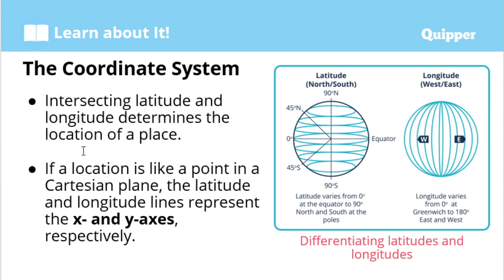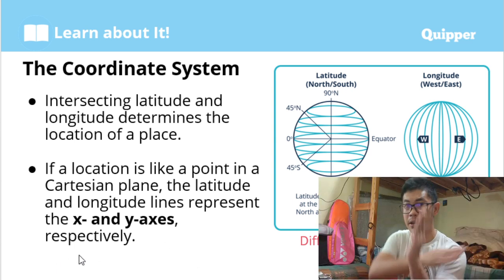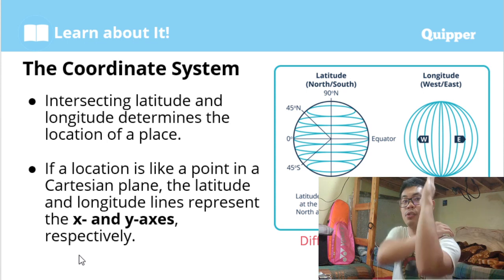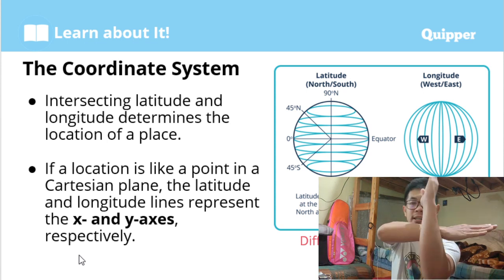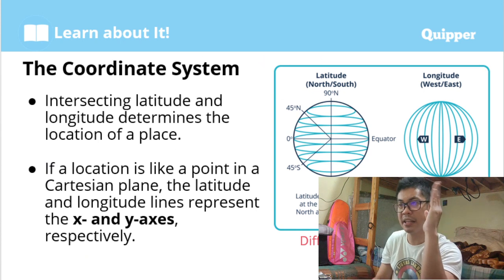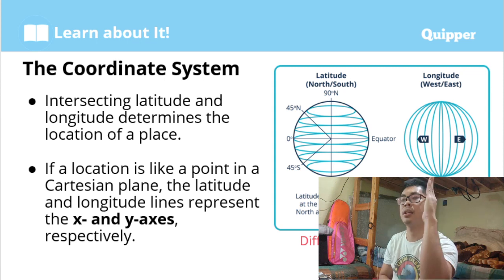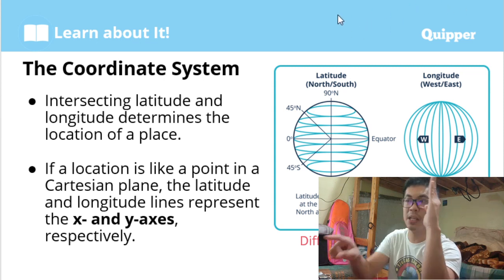Alright. As I've mentioned last time, as a coordinate system, para siyang Cartesian plane na meron yung cross mo. So this is your y-axis and this is your x-axis. Now it's mentioned here already. So sino ba yung y-axis? Sino ba yung nakatayong linya? So yun po is being represented by your longitude.